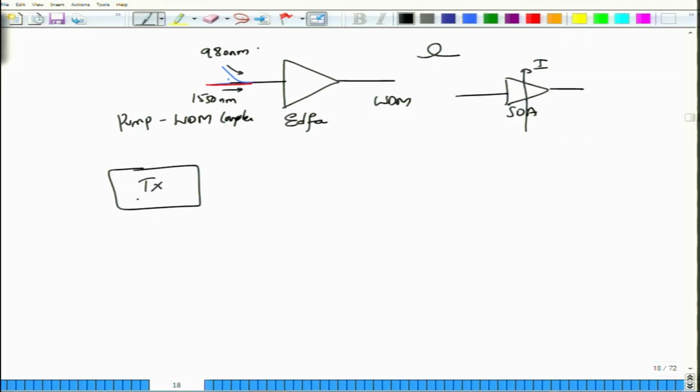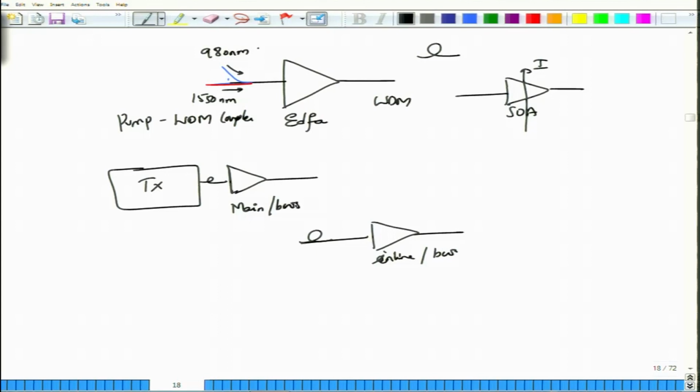So, the first way is when you have a transmitter, right at the output of the transmitter you place an erbium doped fiber amplifier. This is called a main amplifier, sometimes called the booster amplifier. Somewhere in between the fiber you can use the inline amplifier, which will actually compensate for the losses. And at the receiver side, just before you place the photodetector, you can actually have an erbium doped fiber amplifier, and this EDFA here is called the pre-amplifier.